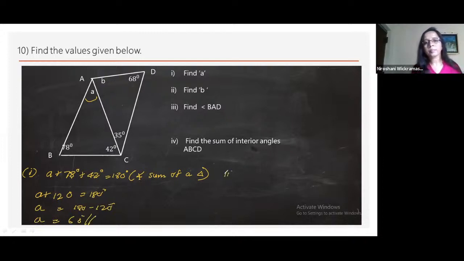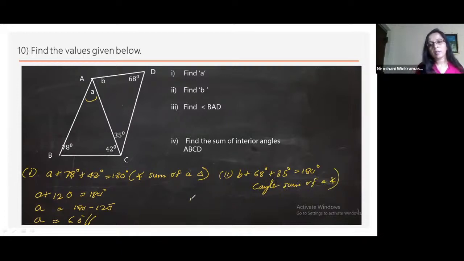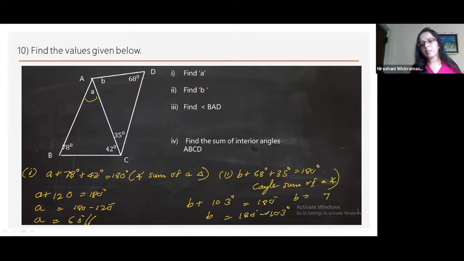B. Then B plus 68 plus 35 equals 180, triangle. B plus 5 and 8, 13, 1 remaining, 7 and 3, 10, so 103 equals 180. B equals 180 minus 103. B equals 10 subtract 3, 7. 7 subtract 0, 7, so 77.